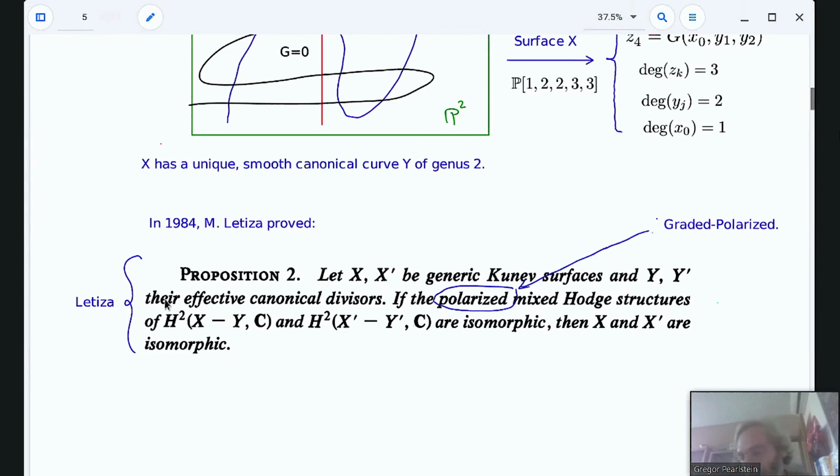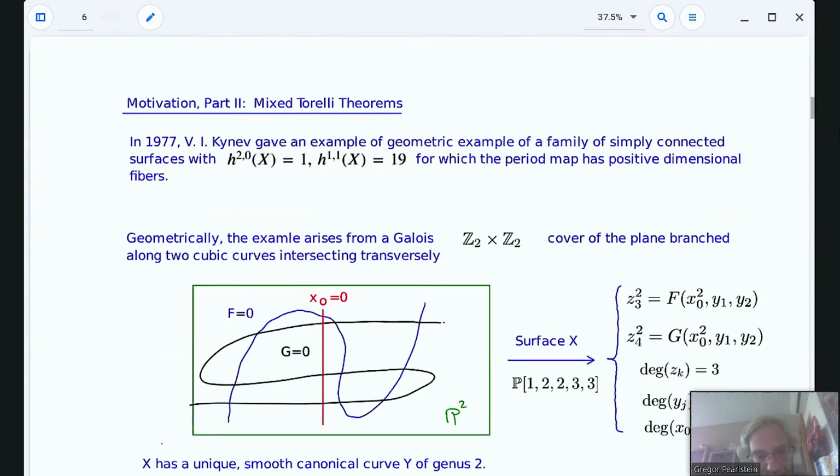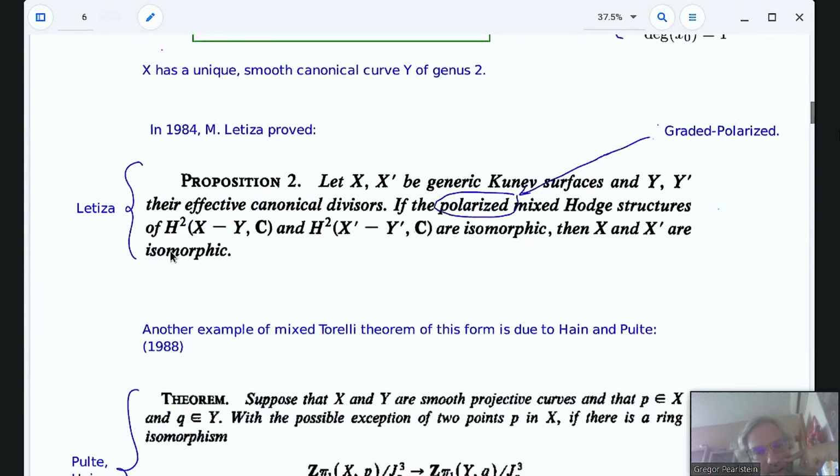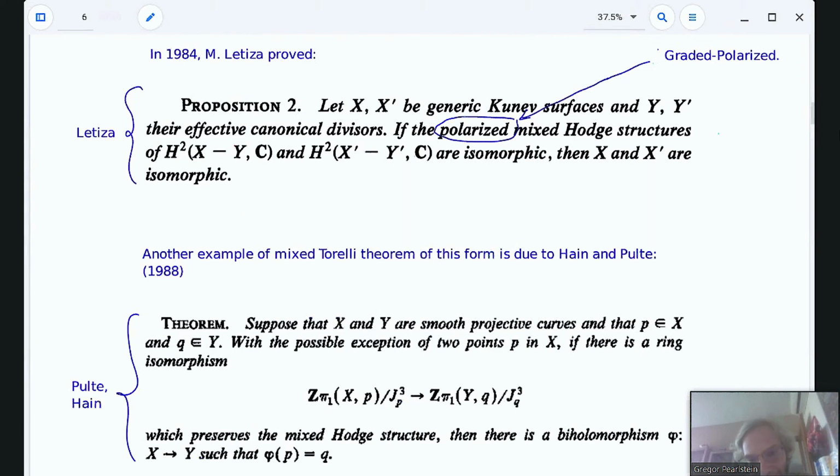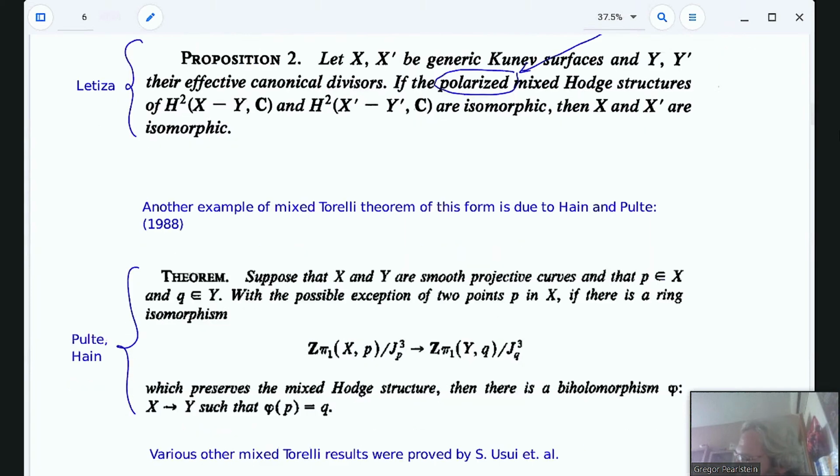All right, and then another example that I'll discuss is some old work of Hain and Bulta, which said that... okay, so what do we know? Of course we have Torelli for smooth projective curves. We could think about some kind of mixed Torelli for curves if I remove a bunch of points, but if I remove only one point and I try and look at the Hodge structure on H2 of a smooth projective curve minus one point, then I just won't see that point.